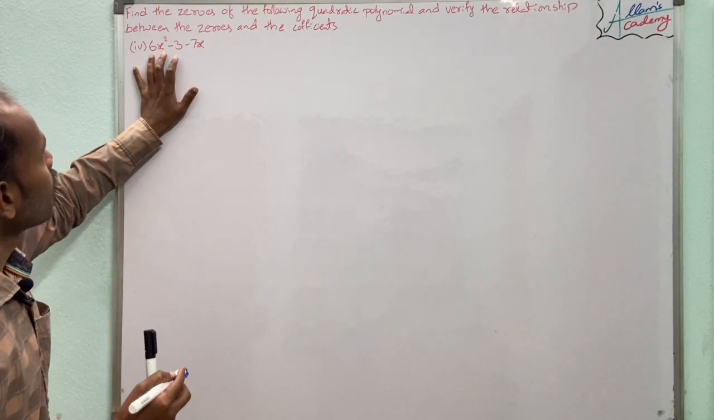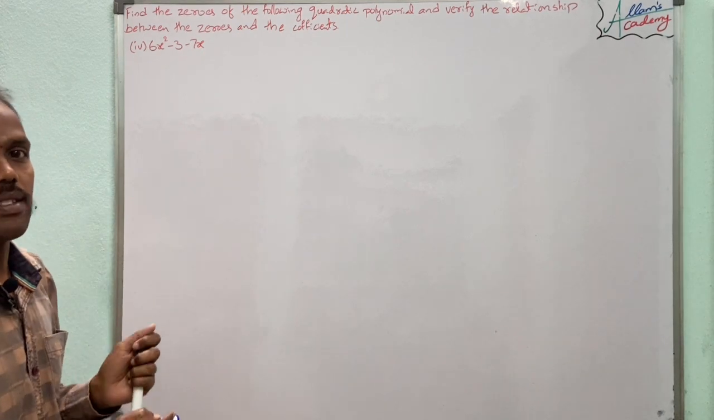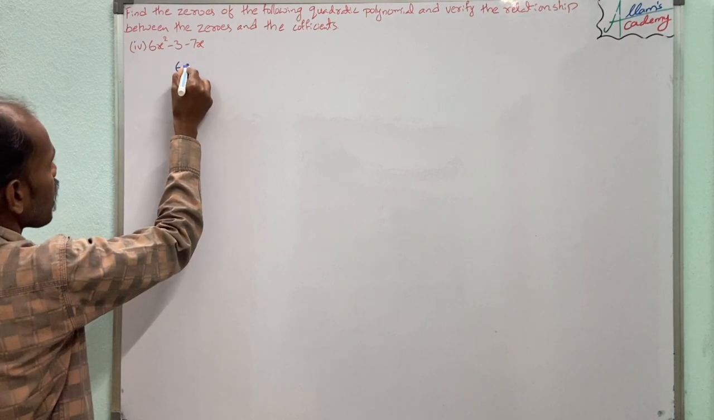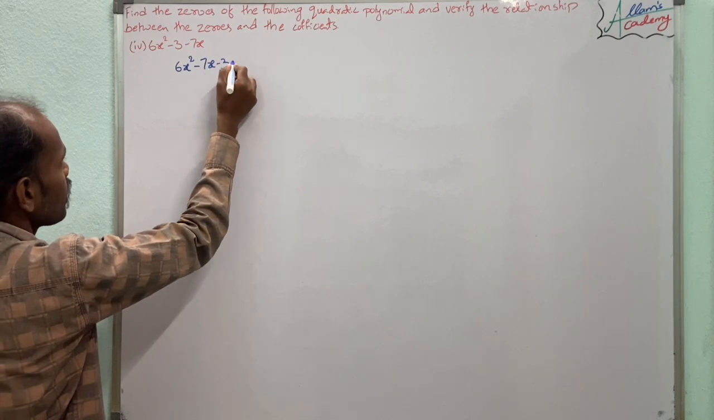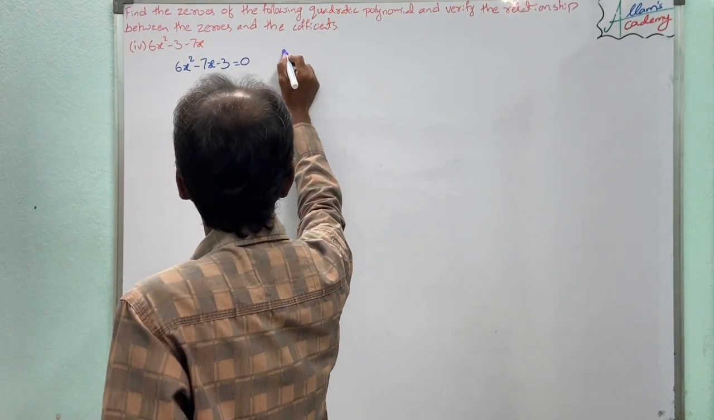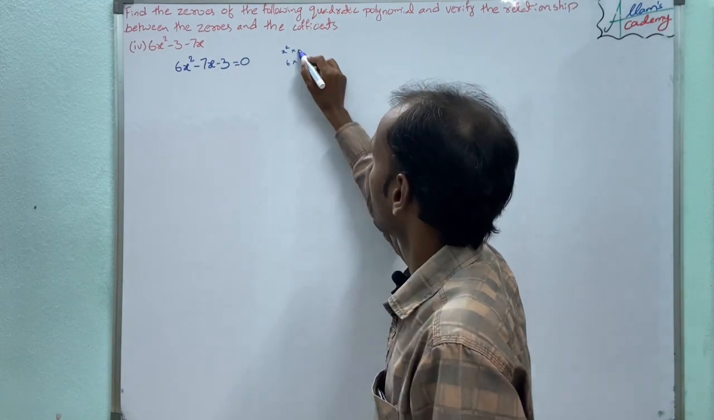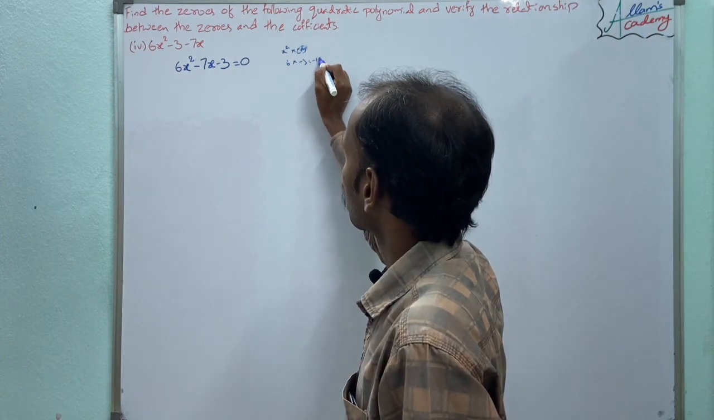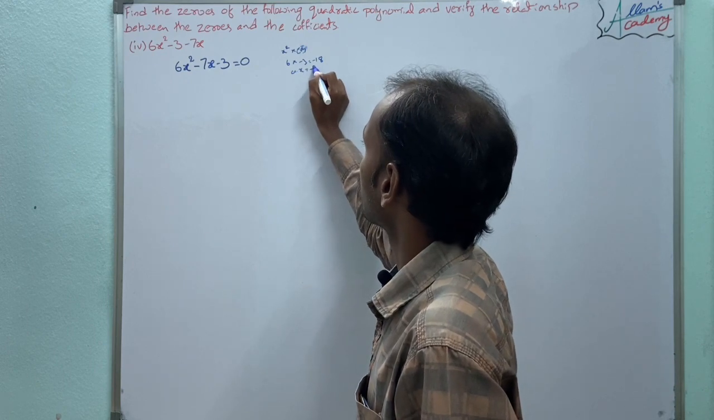Now finding the zeros of the polynomial 6x square minus 3 minus 7x. So first it is not in the order of coefficients. So now we write the order of the coefficients. 6x square minus 7x minus 3, that equal to 0, and here the x square coefficient is 6 and the constant term is minus 3. So 6 into minus 3 equal to minus 18, and the coefficient of x equal to minus 7.